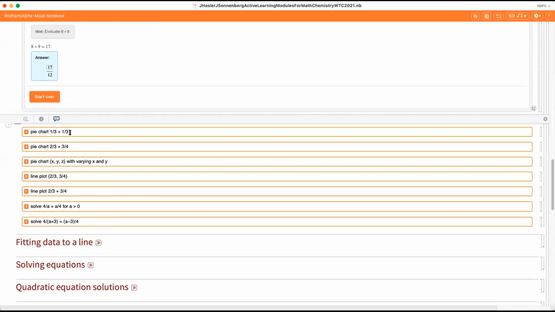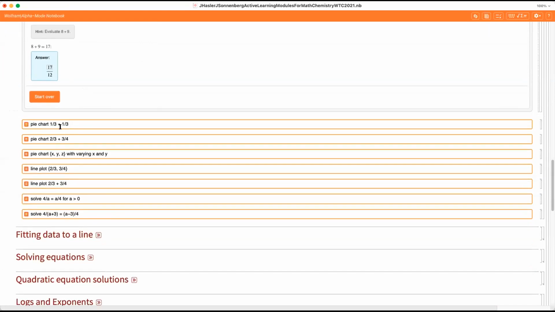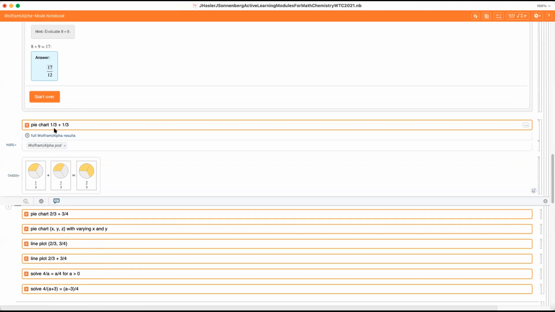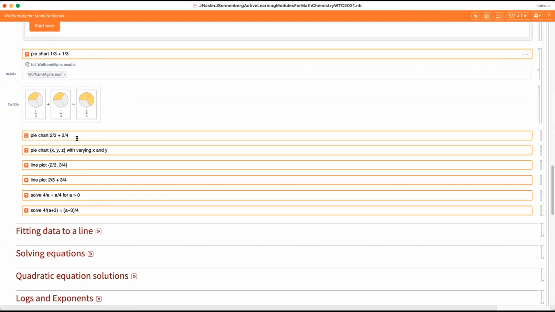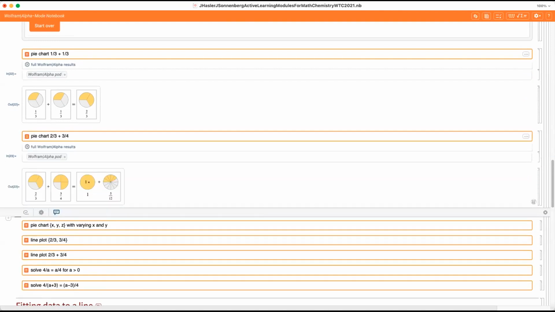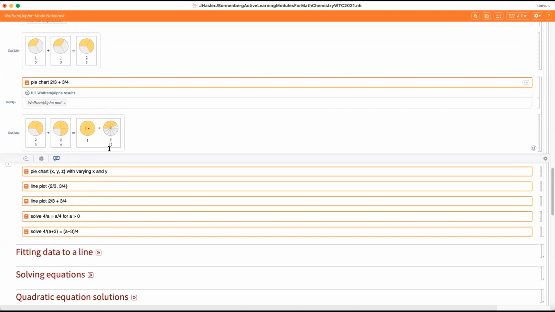Not only that, but we can get visualizations in Notebook Edition. So we can make a pie chart of our problem here. And here we see a pie chart representation of adding 1/3 and 1/3 and getting 2/3. We can do the same thing with fractions with different denominators here. So we see our representation of 2/3, our representation of 3/4, and then a representation of our answer for 2/3 plus 3/4.